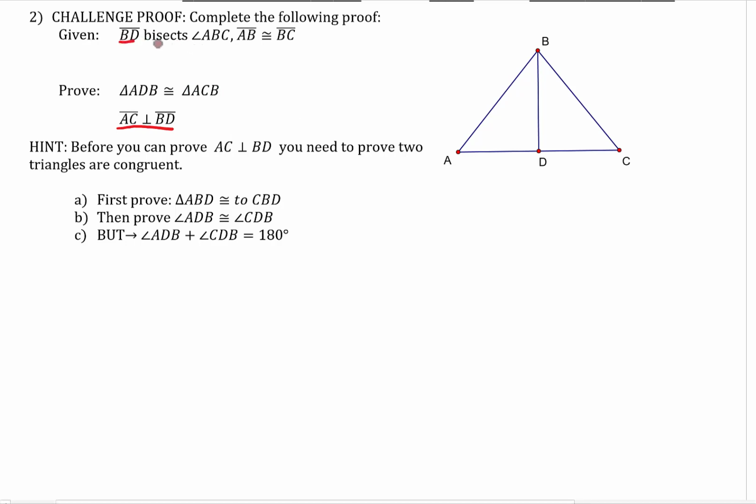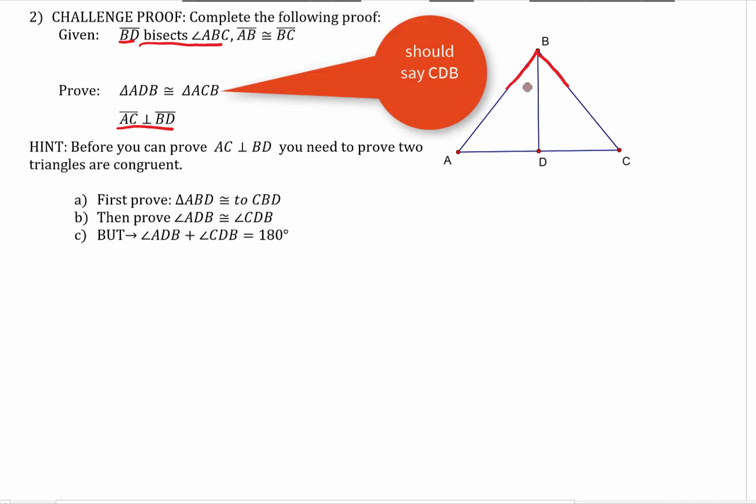It says here BD bisects angle ABC. Well, where's angle ABC? It's right here. Okay, well, angle bisector divides an angle into two congruent parts. So we'll have this angle and this angle here. We'll call this 1 and 2 and mark them. They're going to be congruent because of that.